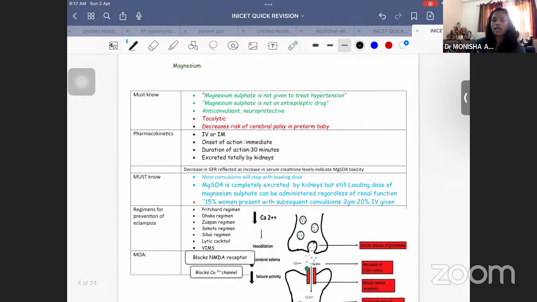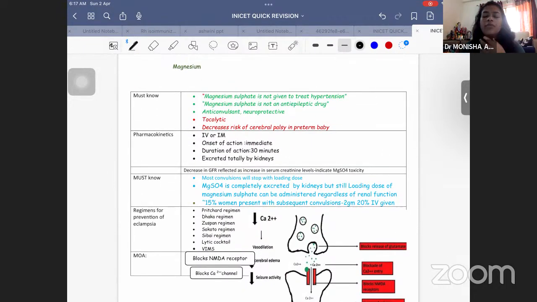Yes. As I was telling, last year's paper had a lot of questions from magnesium. Each line was from Williams. So I have again consolidated everything from Williams and made it into a table. This also you have to revise before going to the exam. Please look at each sentence that I say. The same thing has been asked as options.